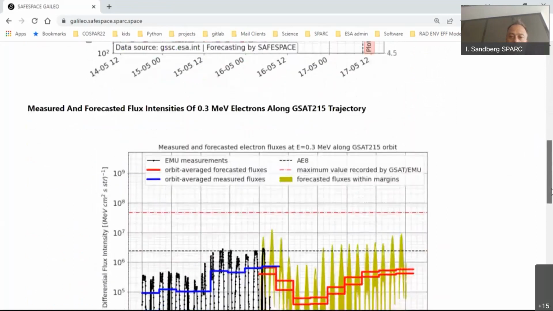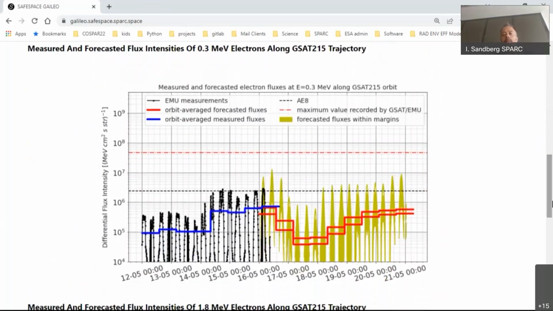And the second plot, and the third that I will show you later, are more important and more relevant to the SafeSpace activity. This plot at this moment looks a bit complicated. I will try to describe what we are viewing, and your feedback will be very welcome. In this plot, the black points and lines correspond to the latest measurements of EMU. We have selected for this plot a characteristic energy of 0.3 MeV for the electrons.